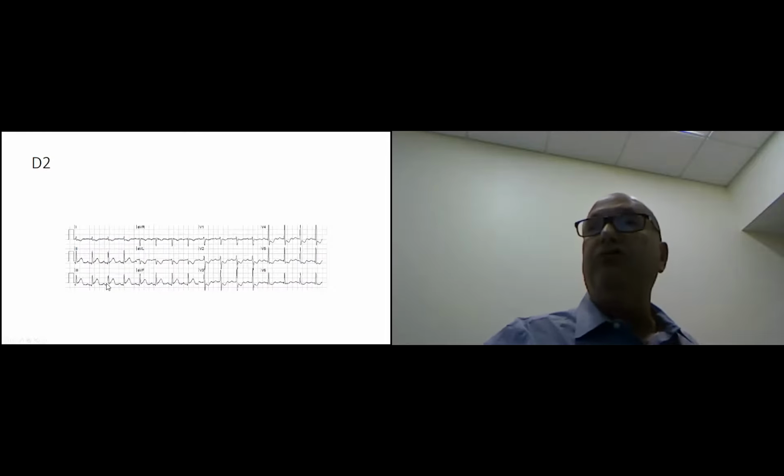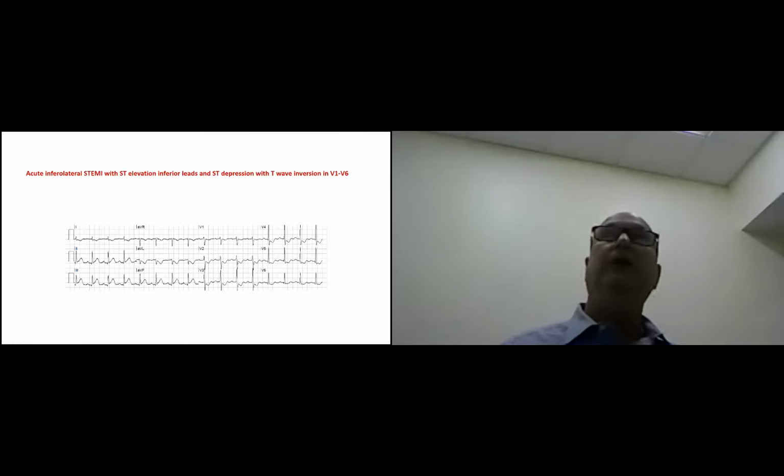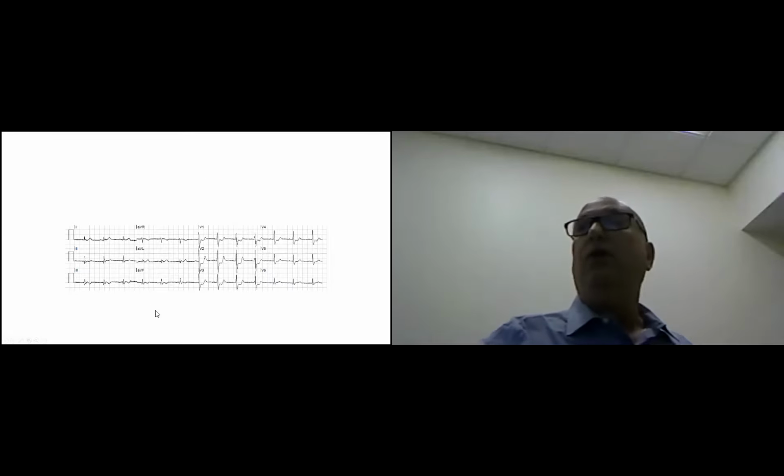So this is a patient with inferior STEMI. We see ST elevation in the inferior leads, reciprocal ST depression in 1 and aVL, and there is ST segment depression in the anterolateral leads, and we don't know if this is part of the infralateral infarction that used to be called posterior infarction in the past, or this is part of the right bundle branch block.